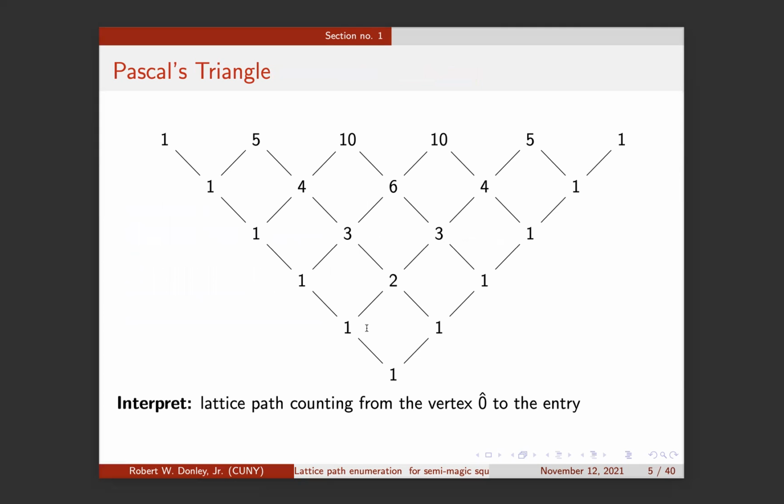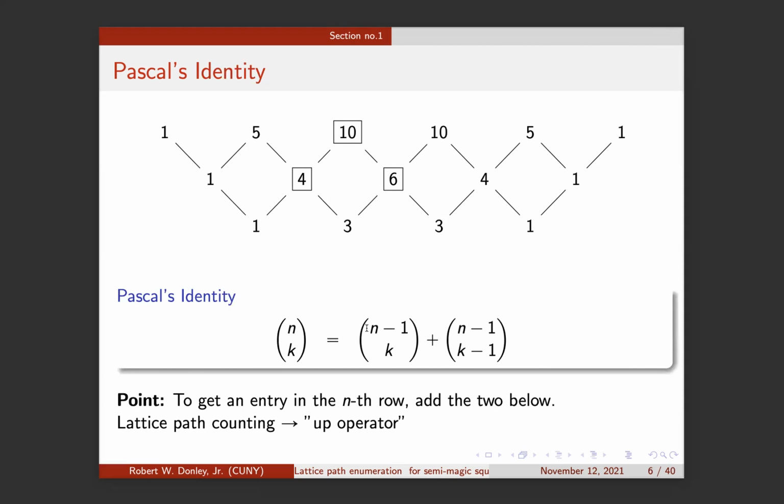Another way to do this is inductively. At the vertex, the number of ways to get from the vertex to itself is just one. Then I can move upwards using Pascal's identity, or Pascal's recurrence. For instance, to get to the 10, we have to go through the node for the 4 and the node for the 6. To count all paths going to the 10, we just look below and add those numbers together.